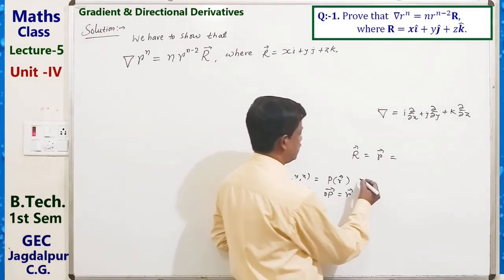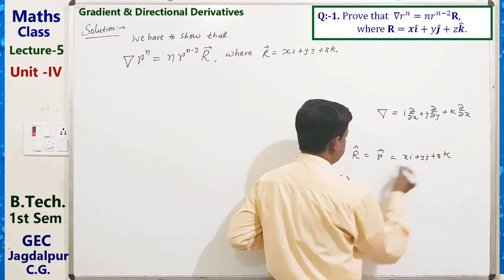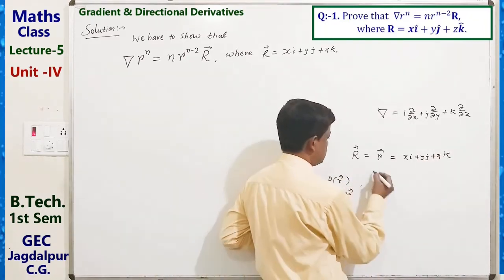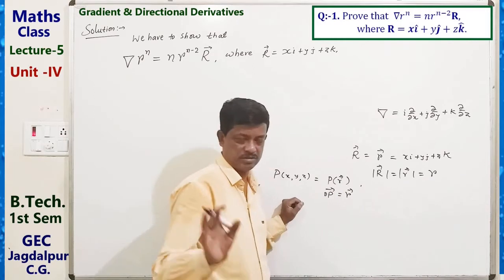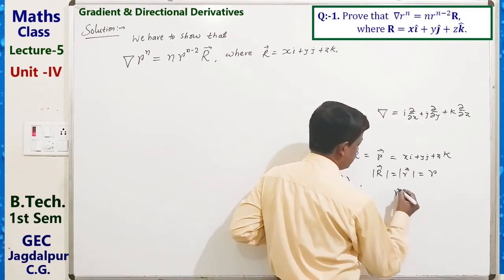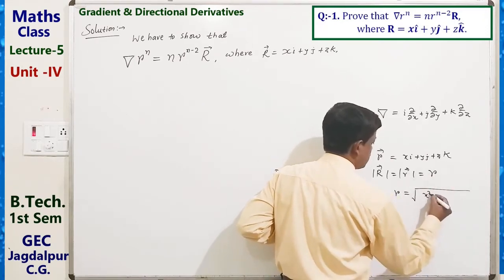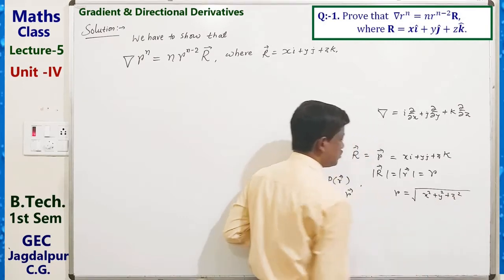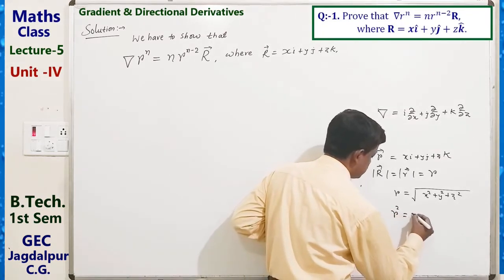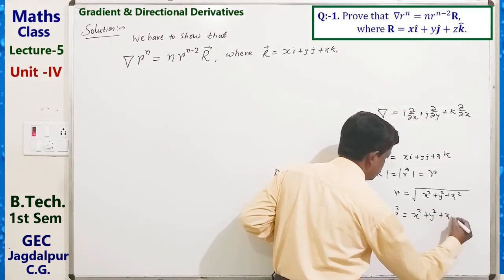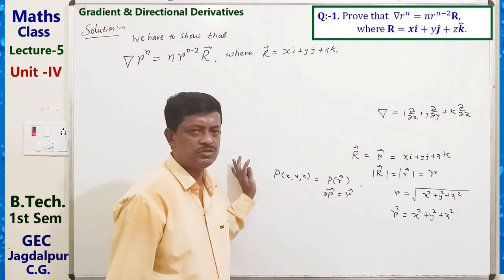Okay, that means r equals xi plus yj plus zk, and its modulus, mod r, is equal to small r. We know small r is given by root over x square plus y square plus z square. So remember this relation, a very important relation, always useful. Here r square equals x square plus y square plus z square. For solving questions this is very important.